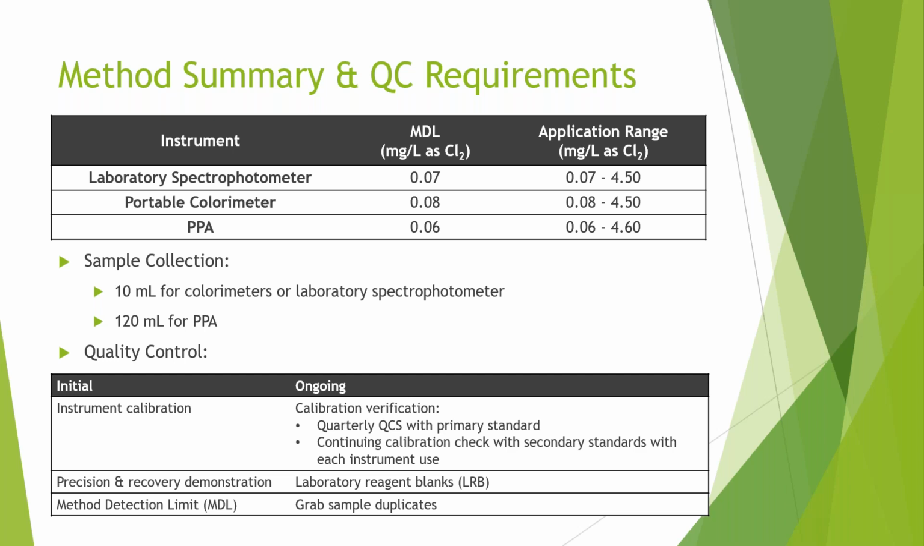So a calibration verification, and these are pretty standard for field methods like this, doing a quarterly quality control sample with a primary standard, and then performing a continuing calibration check with secondary standards with each instrument use. Lab reagent blanks should be done with each new reagent lot. And then finally, grab sample duplicates. Once per set of samples on analysis day is the requirement there for this new method. So, next slide.